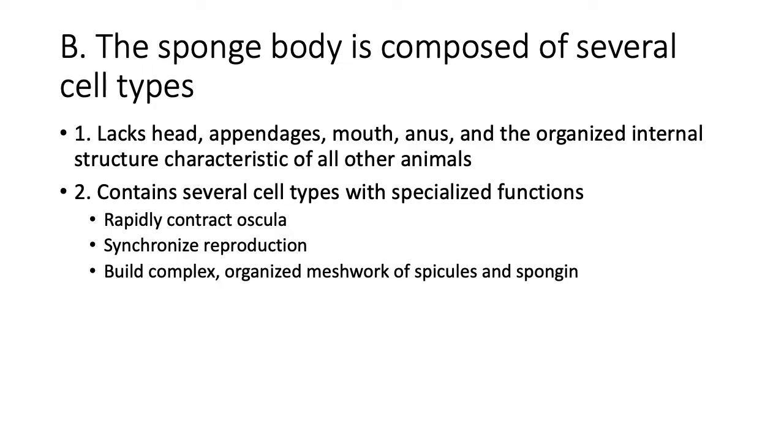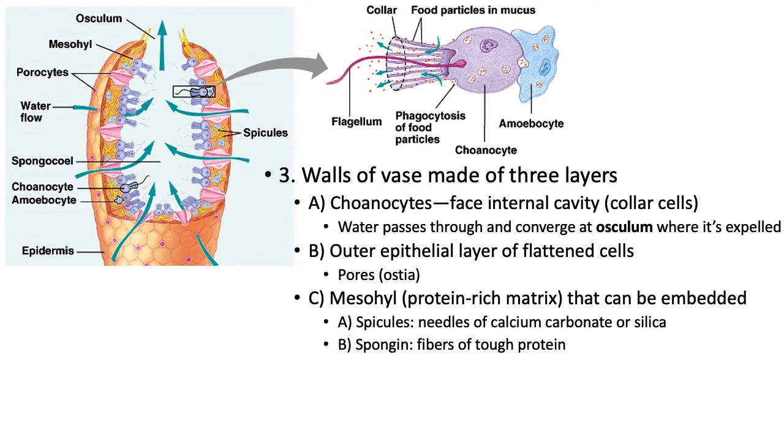All right, so we're going to jump into detail here on the specialized cells, the cyanocytes, the spicules, and the spongins. When you take a look at the walls of a sponge, you can see it's got 3 layers. We're going to start with the first one, the inside layer, made up of cyanocytes. They face the internal cavity. So this is an open cavity. There's an opening at the top called the osculum.